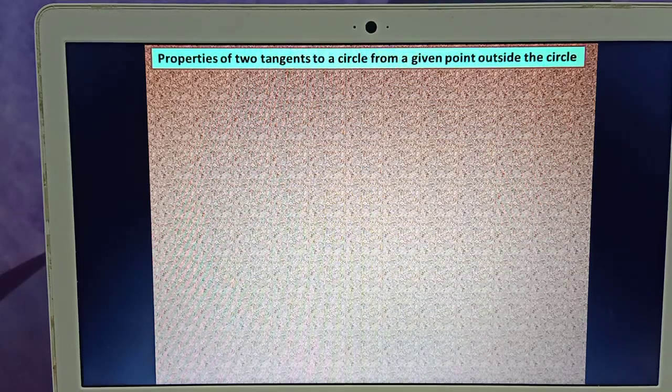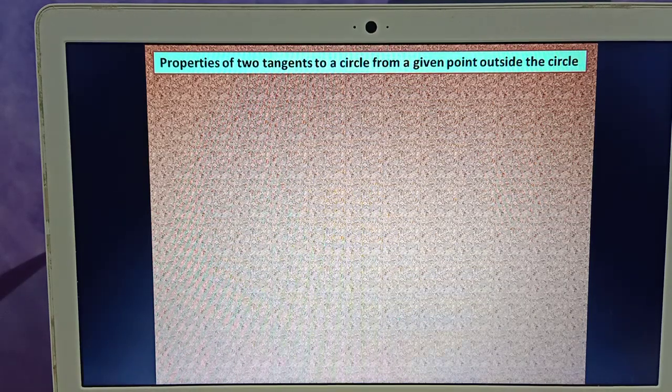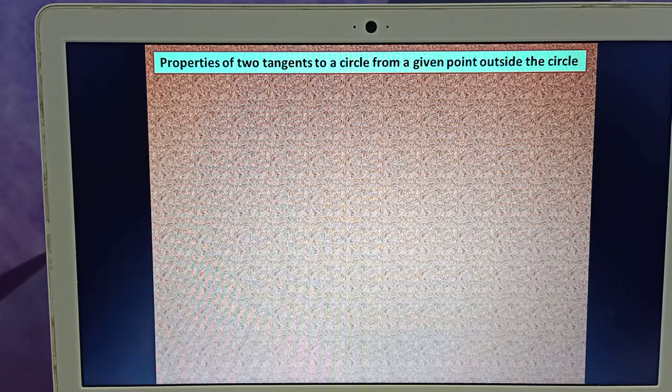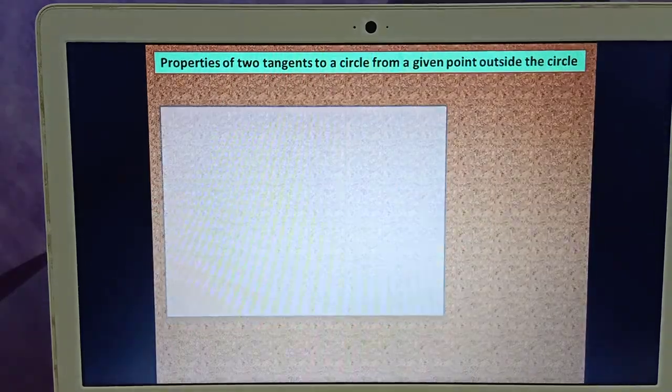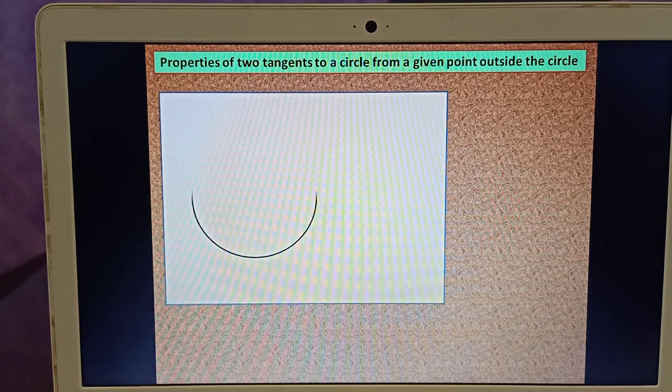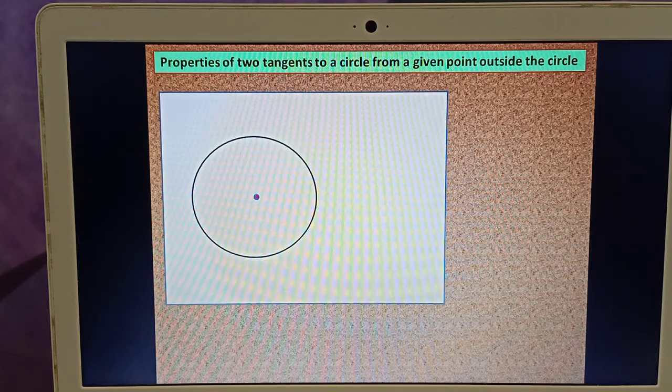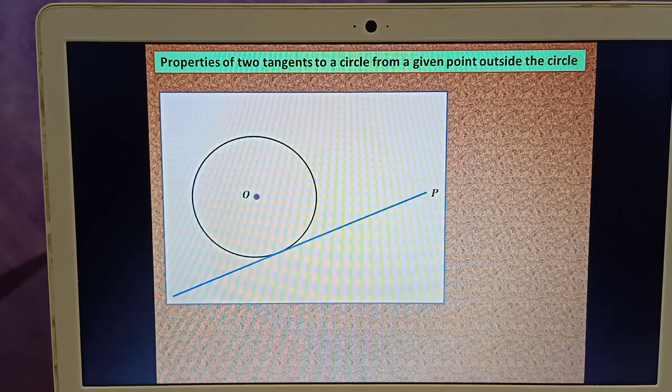Okay, next we are going to learn properties of two tangents to a circle from a given point outside the circle. This one is a very important property. Okay, so listen carefully. I will explain it slowly. So this is a piece of paper and I draw a circle. Of course, for a circle we need to have a center, right, before we draw it. So this is the center. I denote it as O. And there is a point outside the circle, which is P.